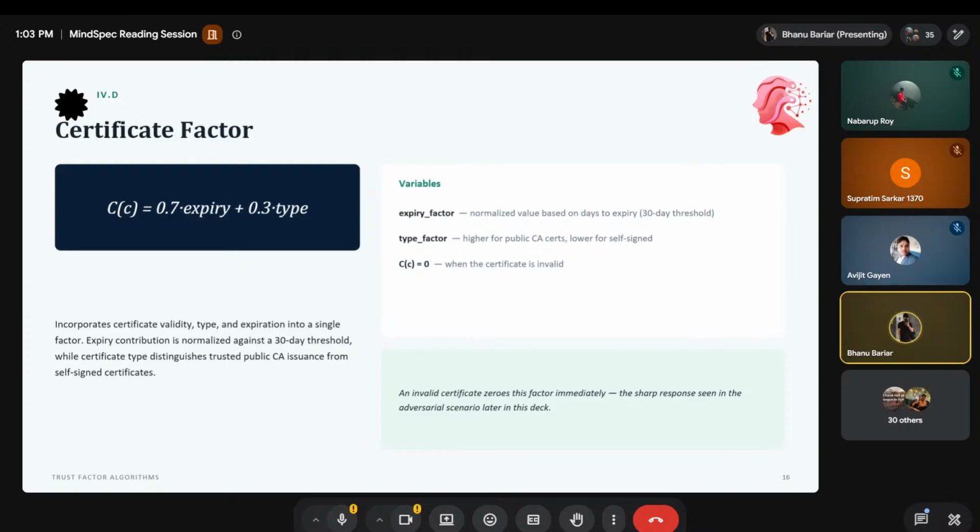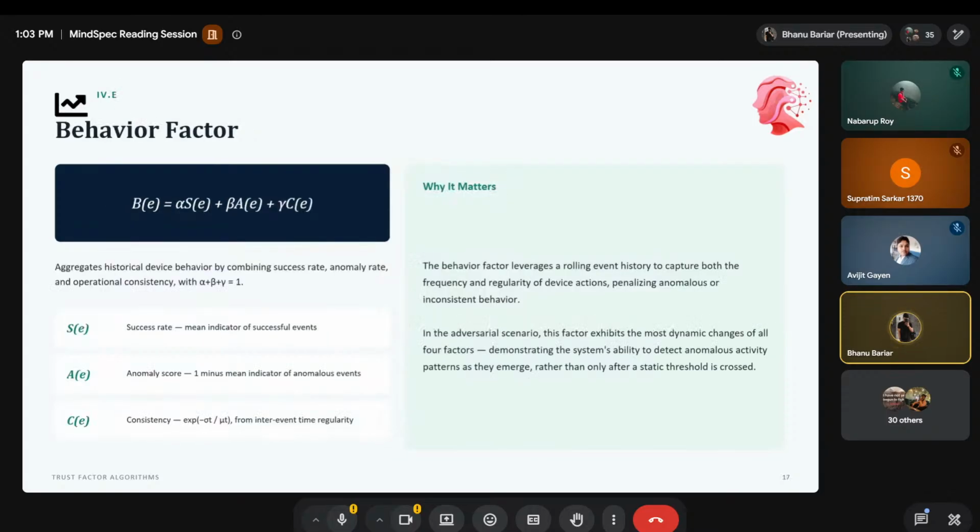The previous three factors focus mainly on device configuration, but the next factor evaluates something much more dynamic, that is, the actual behavior of the device. The behavioral factor is arguably the most intelligent part of this framework, as far as I have read. Instead of evaluating only technical configuration, it asks different questions. Which is mentioned here, where S represents the success rate, A represents the anomaly score, and C represents the behavioral consistency.